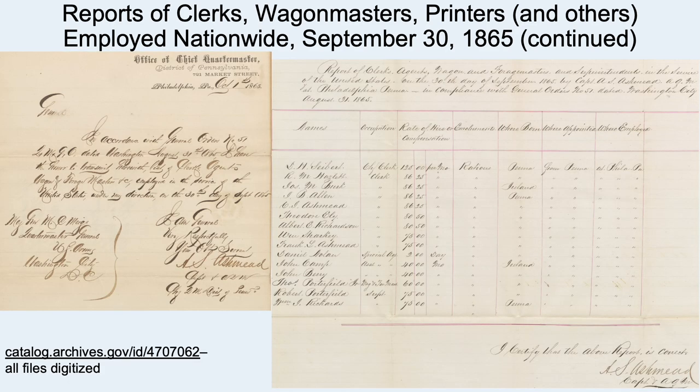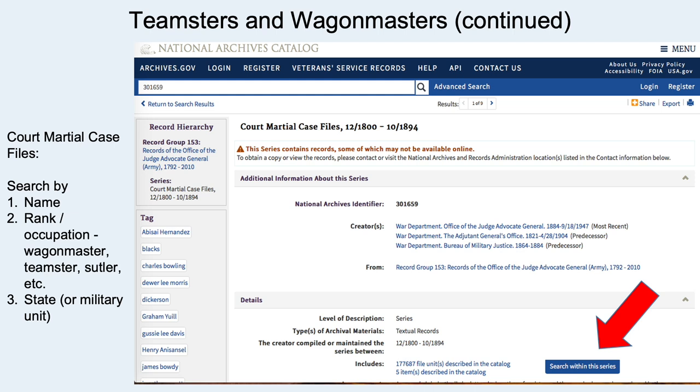As another example, this is the report from Captain Ashmead in Philadelphia. At the left is his cover letter, at the right is his list with 15 names of men born in Pennsylvania and Ireland. These results are not surprising for Philadelphia. Out in Western states, you will find civilian employees who were born all over the United States, as well as from many European countries.